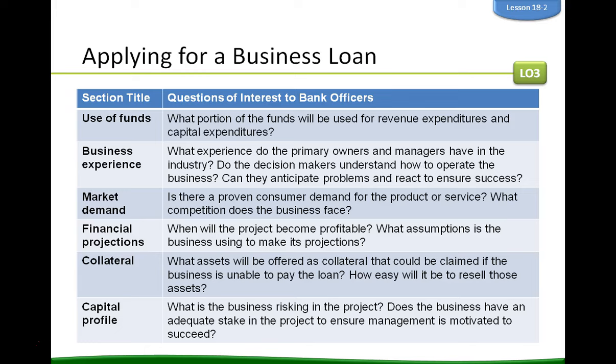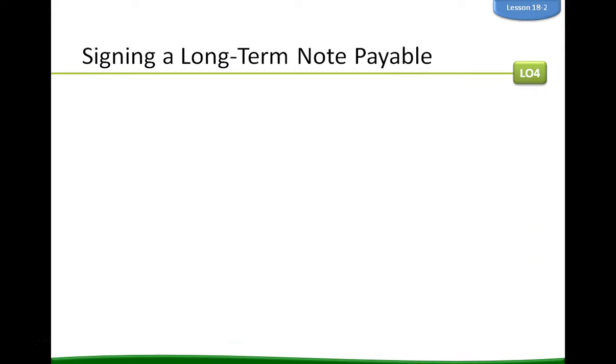Collateral. What are the assets that you're going to offer as collateral? How much are they worth? Will it be easy to resell them? Also, capital profile. What is the business risking in the project? Does the business have an adequate stake in the project to ensure management's motivated to succeed?